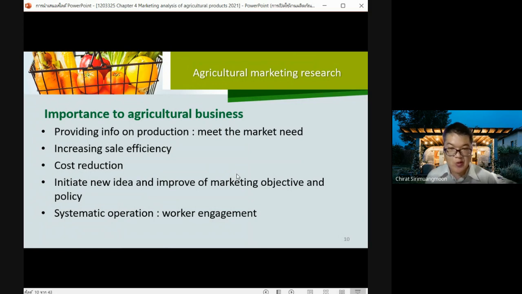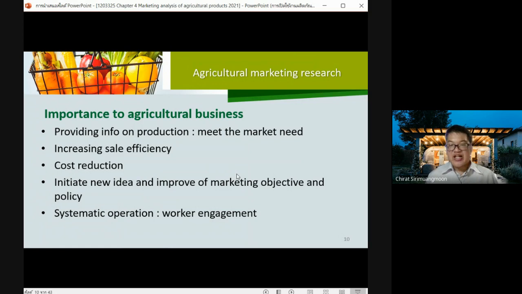So I have this one too. When I did some study, I found that sometimes we can have a new idea from marketing research. Whether we talk to the target consumers, or sometimes they just give us a new idea of what we should do. So this is very good too.